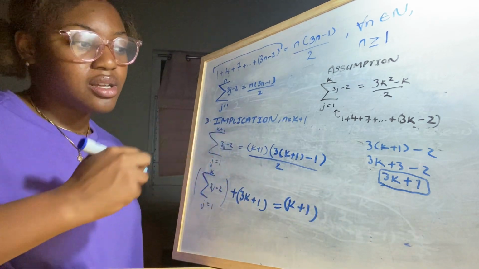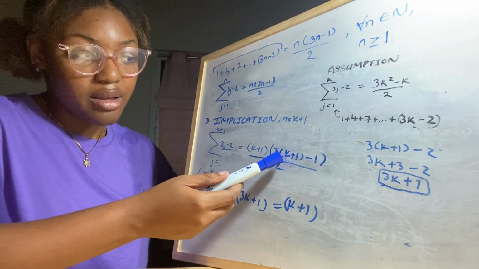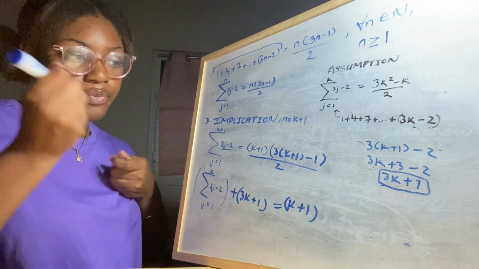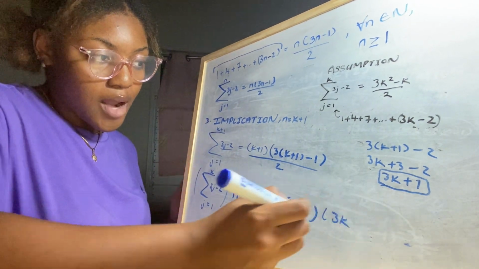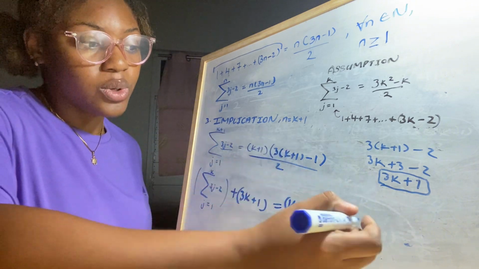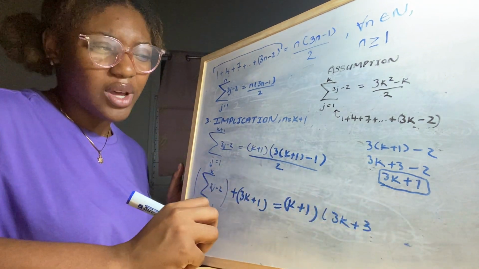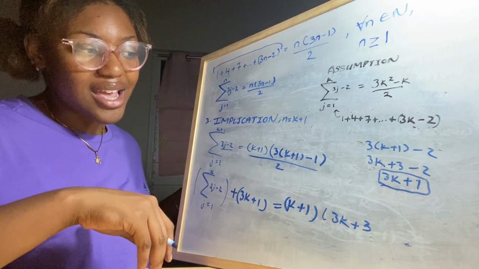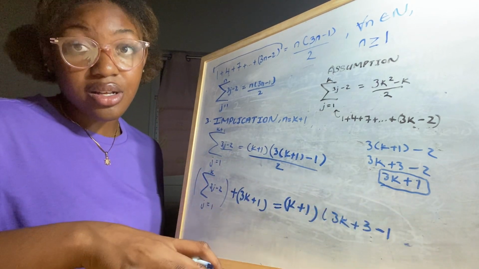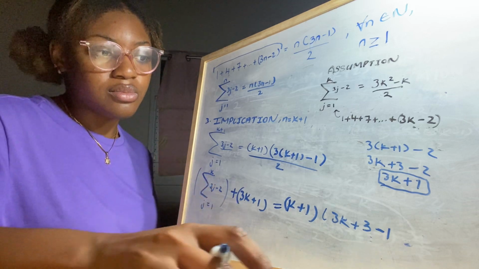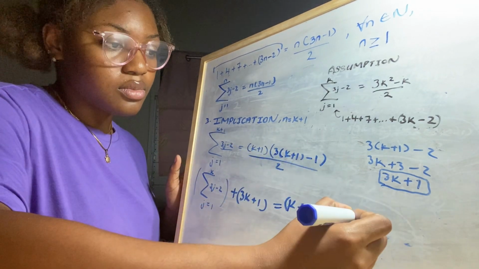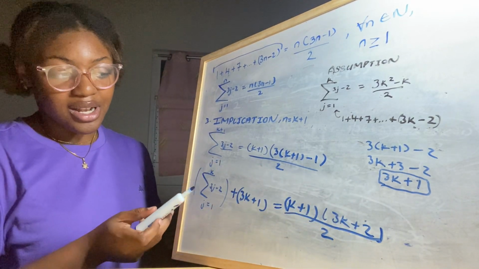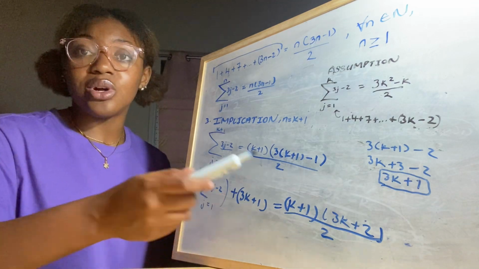So when I simplify this, I'm going to have 3k, 3, and then in brackets k plus 1. So 3 times k would give us 3k. Then 3 times 1 would give us 3, so I'm going to have plus 3. And then I'm going to have the minus 1. 3 minus 1 would give us 2, so I can just replace that with 2. And this would be all over 2. So that's our left hand side being equal to our right hand side.